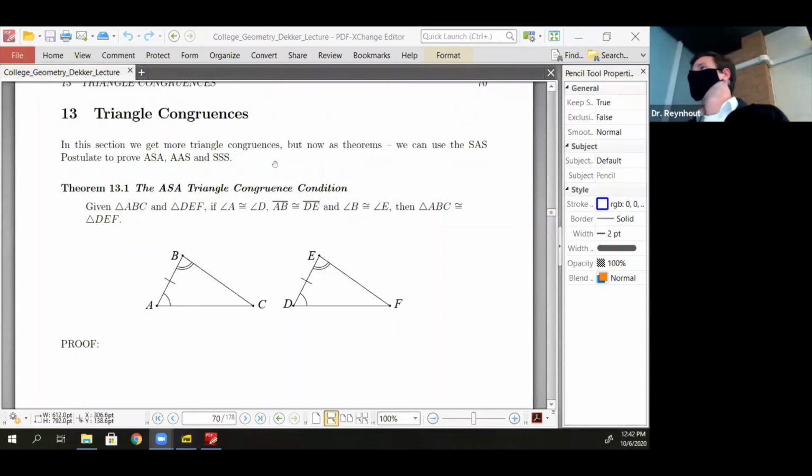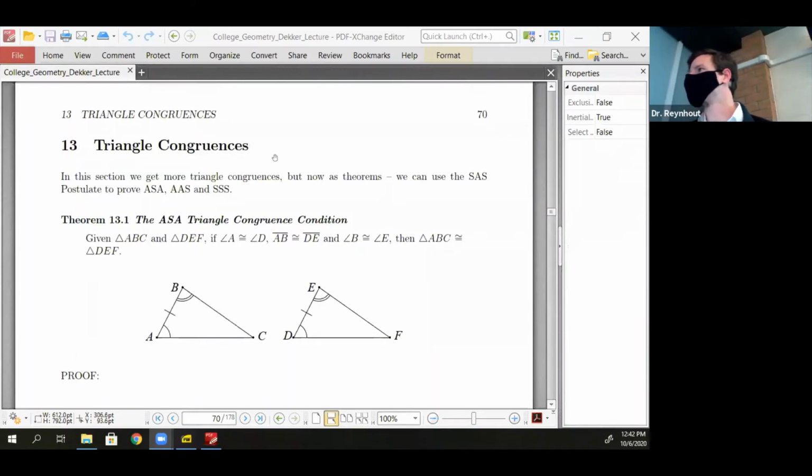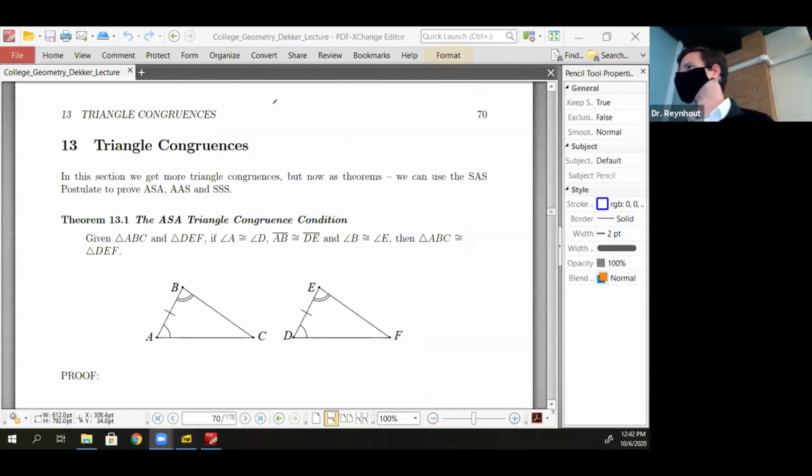All right. So section 13 is triangle congruences. We've taken a look already at, I believe it was side, angle, side. And we've shown congruences using this. But this is because we assumed side, angle, side because it's an axiom. The rest of these, the remaining theorems, can be proven using side, angle, side, or previous theorems.